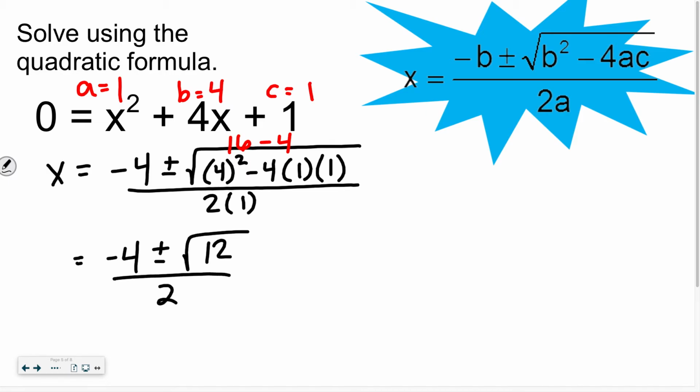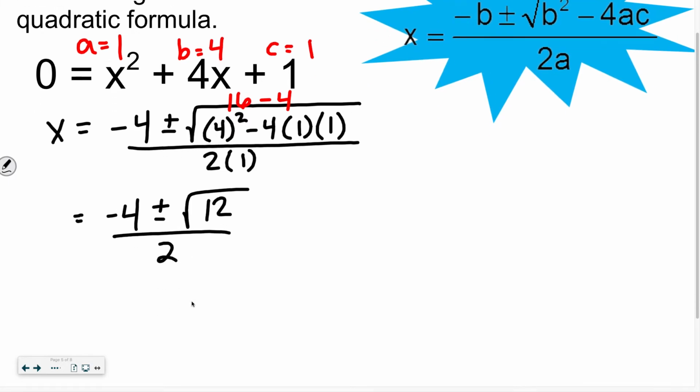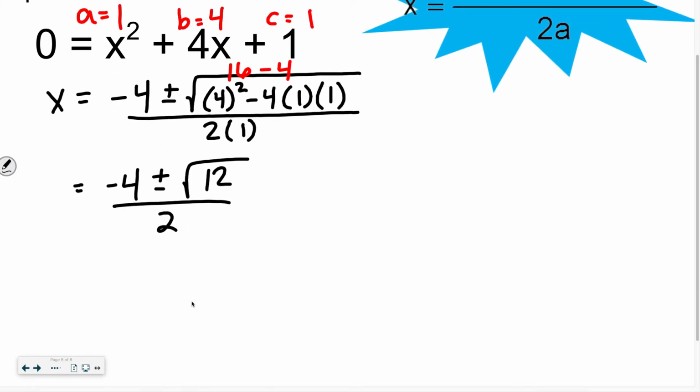Now be careful right here. Some people kind of jump the gun and they might try to reduce the negative 4 over 2, or they might try to reduce 12 over 2. You can't reduce something that's under a radical with something that's not under a radical. And we can't reduce this negative 4 over 2 until we simplify our radical. So at this point, you have to make sure that your radical is simplified.